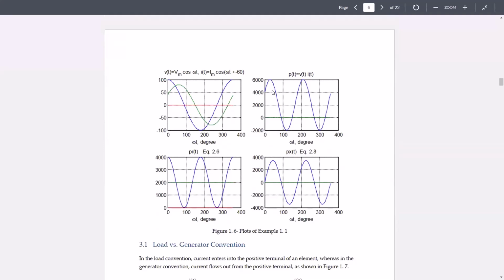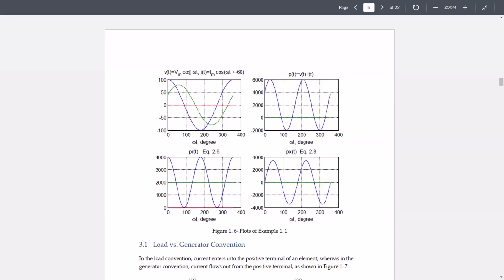So this is P of t, the instantaneous power. If you compare it with zero, you see that the instantaneous power has some average, right? And that average would be called the average power or the real power or the active power. Active power would be the average of the P of t.